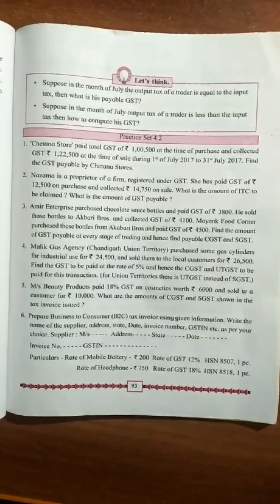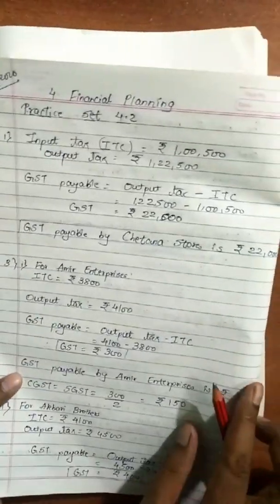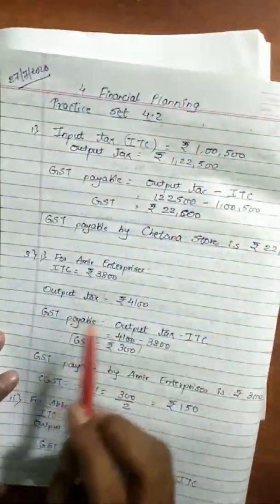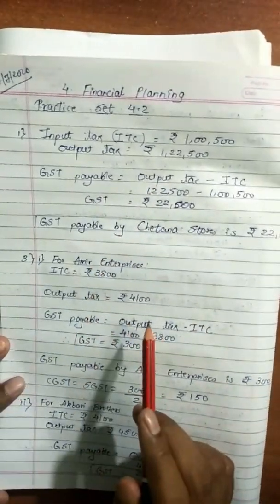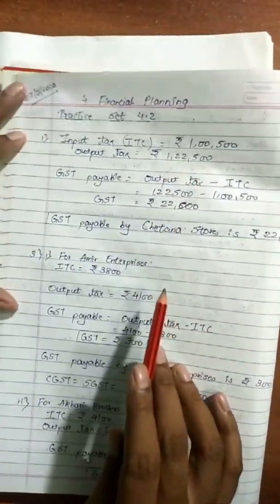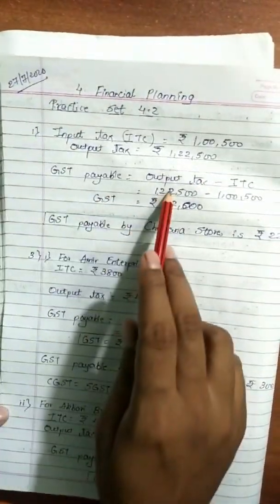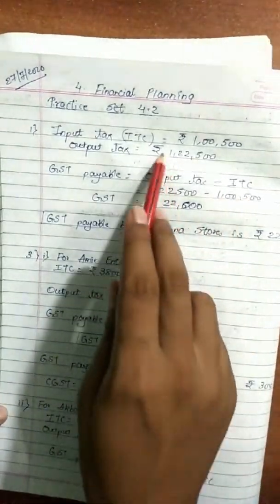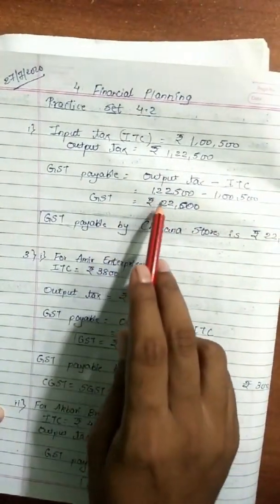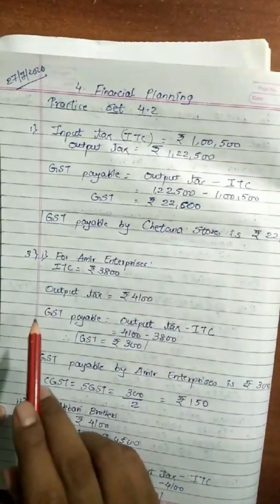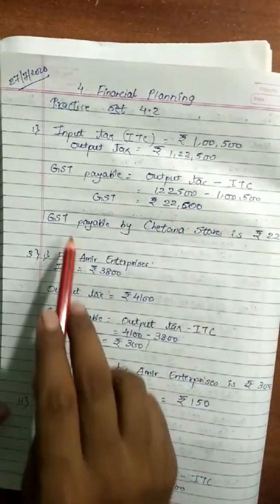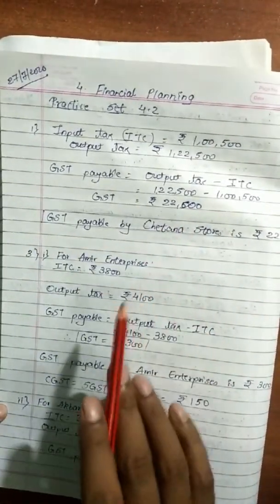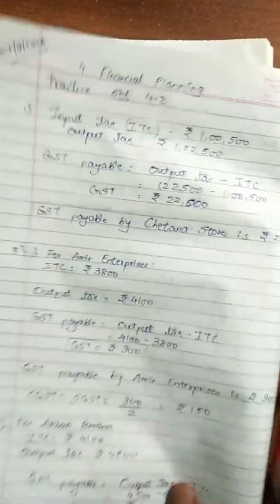Now, input tax 1,05,000, output tax 1,22,500. So GST payable is output tax minus ITC, that is input tax credit. So 1,22,500 minus 1,05,000 will give you 17,500. So GST payable by Chetna Store is 17,500.